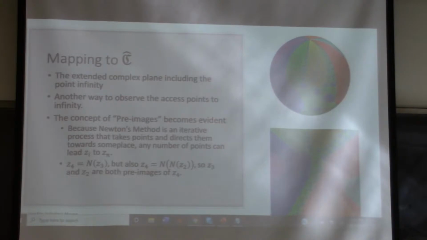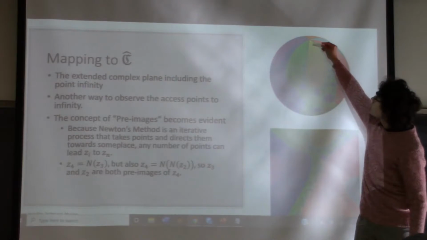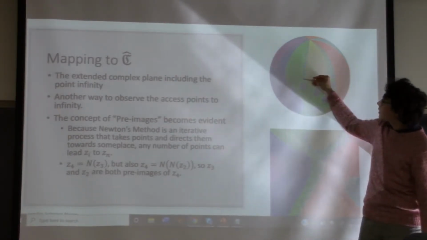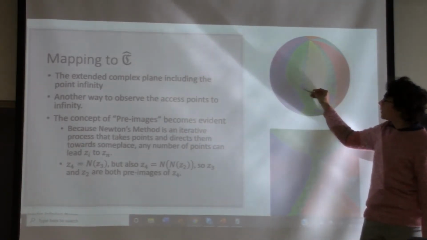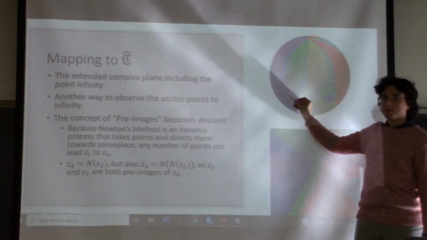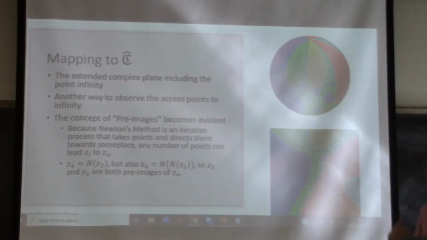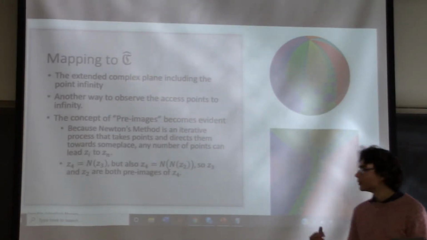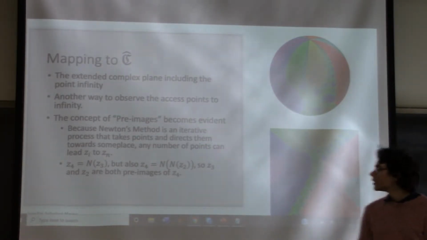This also helps understand what preimages are, which is basically what I was saying with Newton's method. It's an iterative process. So all these points here will go to this point, so all of these are preimages of this point. And all of these are preimages of this point. And then when you're here, this shoots you over here somewhere. Does that make sense in terms of preimages? It's a way of representing all of the points that will go here. So if you have z to the fourth, you get there through using Newton's method on z to the third. But you also get there from using Newton's method twice on z to the second. So they're both preimages of z to the fourth.